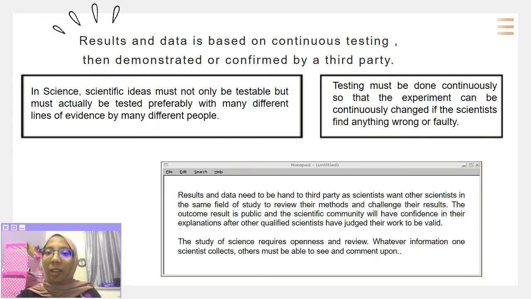Results and data need to be handed to a third party, as scientists want other scientists from the same field of study to review their methods and challenge their results. The outcome of the result is public, and the scientific community will have confidence in their explanation after other qualified scientists have judged their work to be valid and reliable. The study of science hence requires openness and review. Whatever information one scientist collects, others must be able to see and comment upon it.